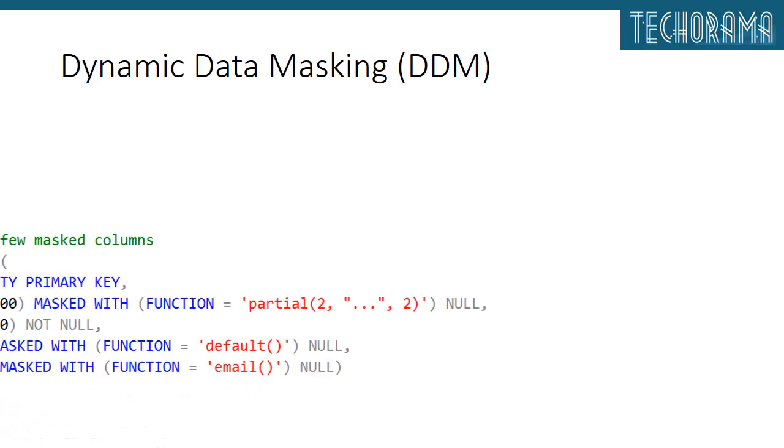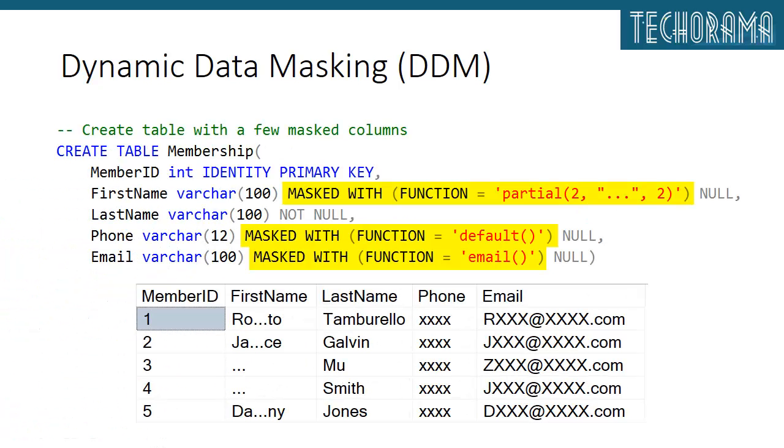Then we'll move on to the latest features added to the relational engine in SQL Server 2016. Learn how to use dynamic data masking to hide sensitive information, not by encrypting it, but by masking it from users that don't have the permission to see it.